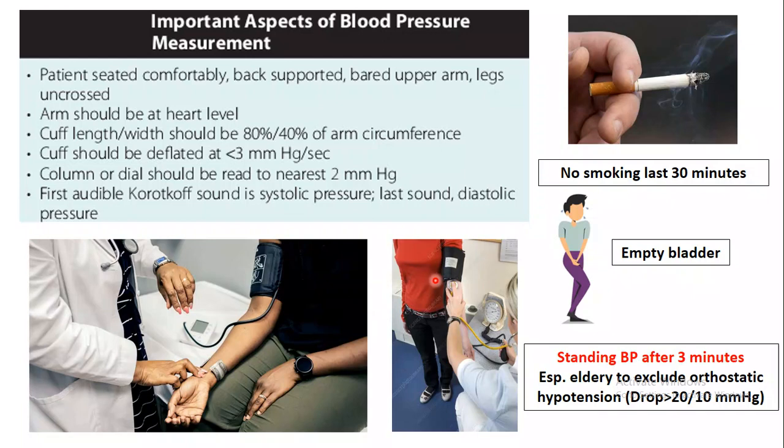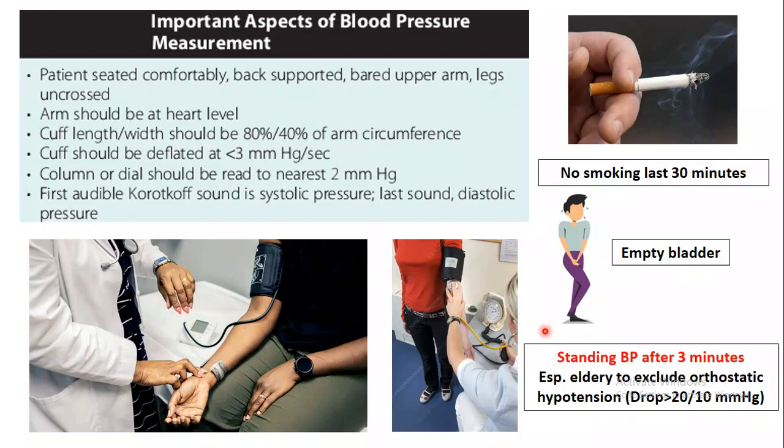Finally, if we have a patient with suspected orthostatic hypotension, meaning the patient complains of dizziness or some presyncope on standing, which is actually seen in patients of old age or with diabetic neuropathy, we should record blood pressure again after standing for 3 minutes to exclude orthostatic hypotension, which is defined by a drop of blood pressure of more than 20 in systole or 10 millimeter mercury for diastole.